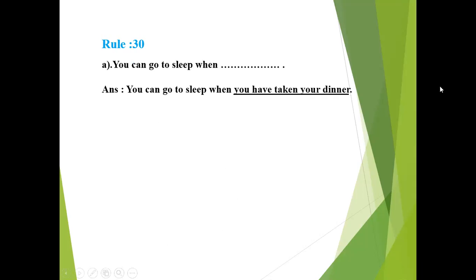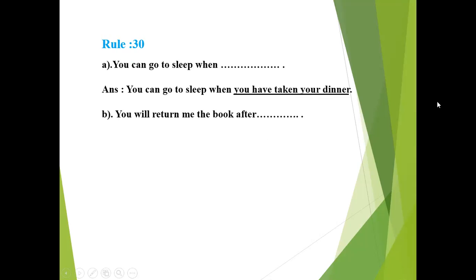Dear students, now rule 30. If the principal clause is in present or future tense and there is when or after, the subordinate clause will be present perfect tense. You can go to sleep when you have taken your dinner. Here, you have taken dinner is in present perfect tense. So we can say after when, present perfect tense is used.